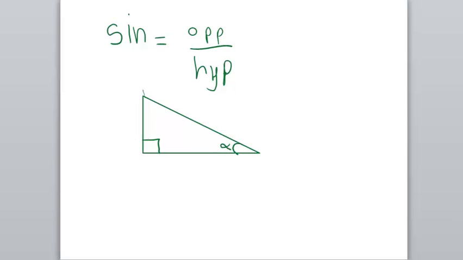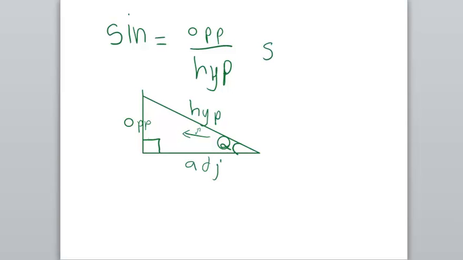So we pick an angle. In this case, this is the picked angle here, and according to that we choose. For example, according to this, opposite is this, and hypotenuse is always the biggest one, and adjacent is this one, the under one. So sine is equal to opposite over hypotenuse.